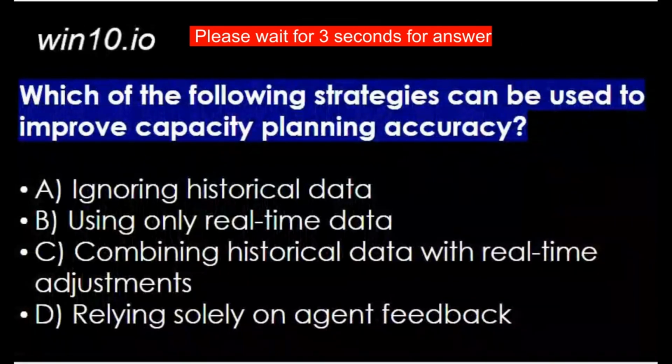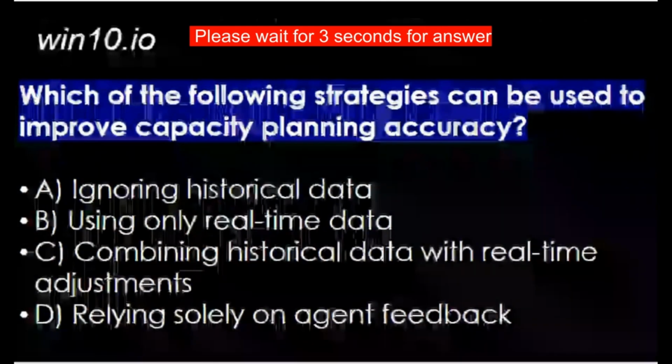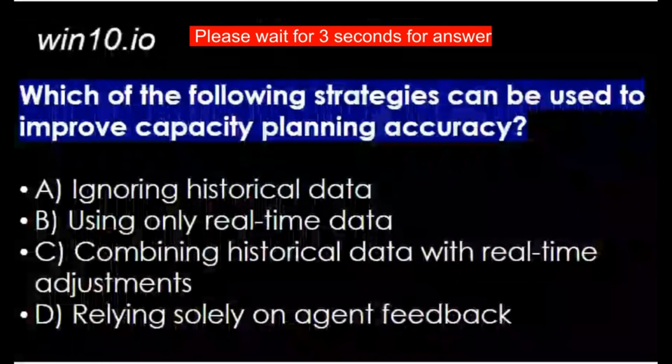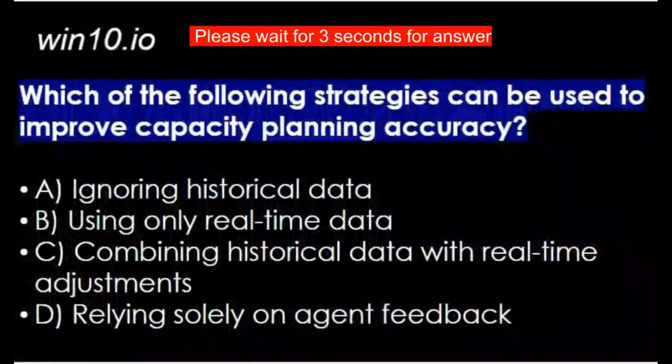Correct answer for this question is option C, combining historical data with real-time adjustment. So these strategies can be used in capacity planning to improve the accuracy. We need to compare the historical data that we have to the actual data that we are getting. So the difference or the variance between the actual data and the historical data will definitely help in improving the accuracy of capacity planning.